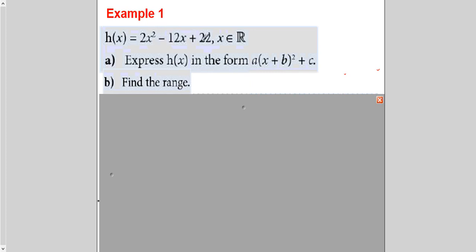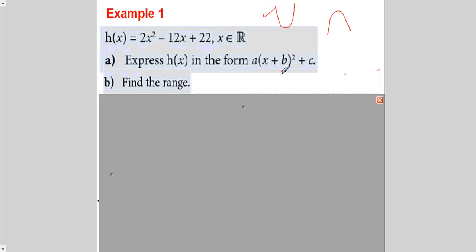Now we know that quadratic function graphs are called parabola, and they have either this shape or this shape. Now this is called minimum value curve, this is called maximum value curve, and it depends on the value of the coefficient of x square. So the coefficient of x square, if it is positive, the curve is minimum value curve. And if the coefficient of x square is negative, then the curve is maximum value curve. So because it is positive, we know the curve will have this shape.